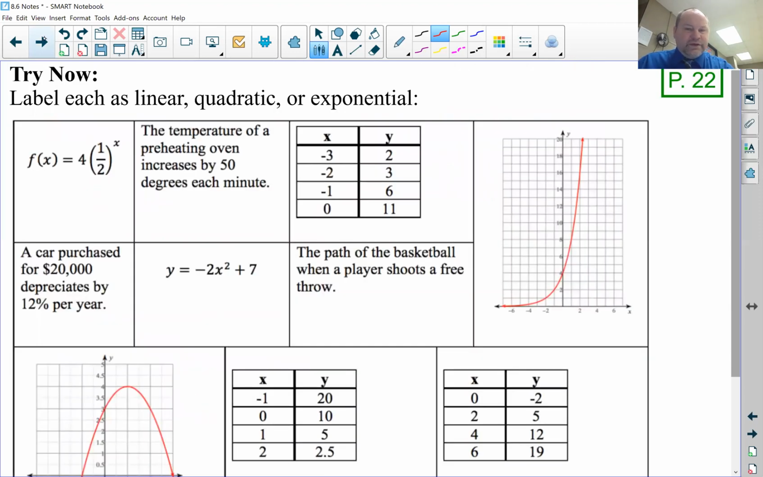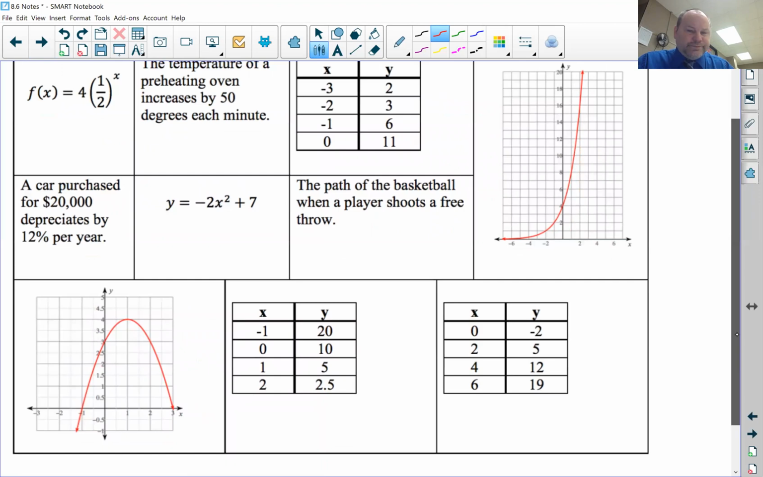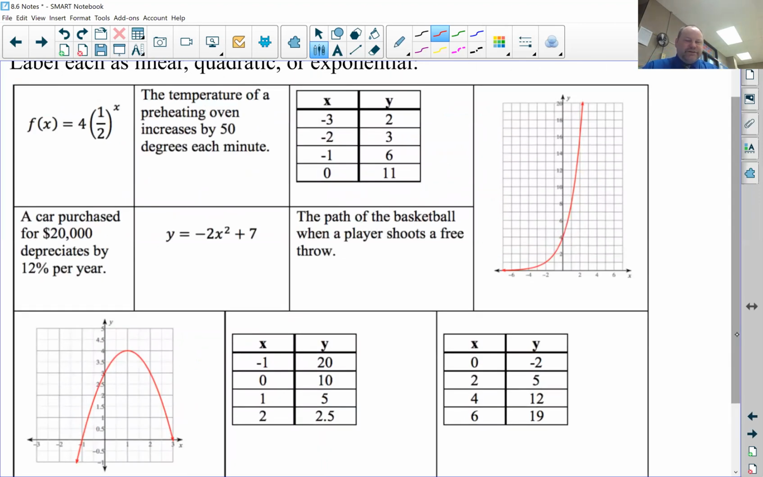So here you have a whole list, 10 different descriptions, graphs, tables, equations, all sorts of things. What I would like you to do is take a couple of minutes, do your best to figure out, are they linear, quadratic, or exponential? Don't put these in the chat, just because it would be too difficult to figure out which one is which. But then we'll take a look at the answers here in about 3 minutes.